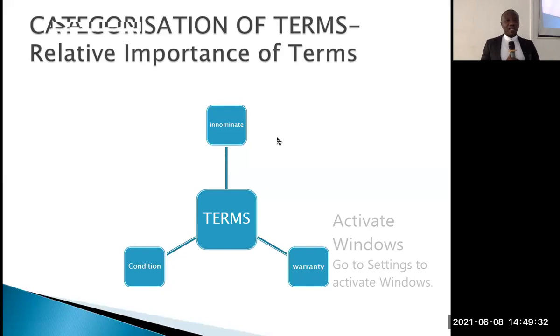So we would like to discuss categorization of terms, what we call the relative importance of terms of contracts. By categorization of terms or relative importance of terms of contracts, we want to explore whether terms are of the same status, whether terms are of equal importance.